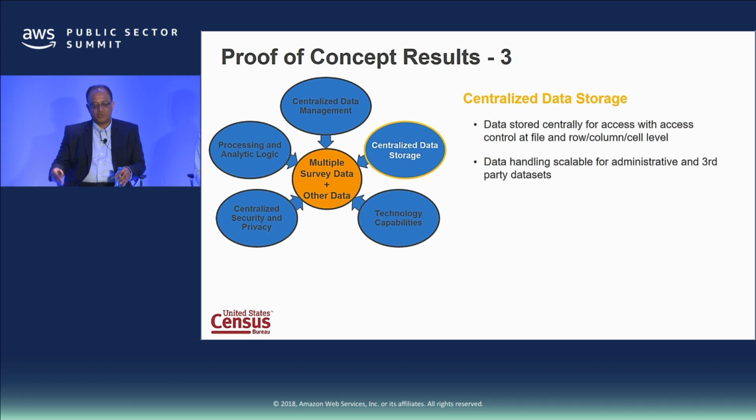The next thing, of course, was the fact that if we were using the cloud, we were using the S3 or Hadoop. In our case, we were using Accumulo. That gave us the centralized data storage, Apache Accumulo. And then it also gave us not only row and column, but it gave us all the way to the cell-level control.